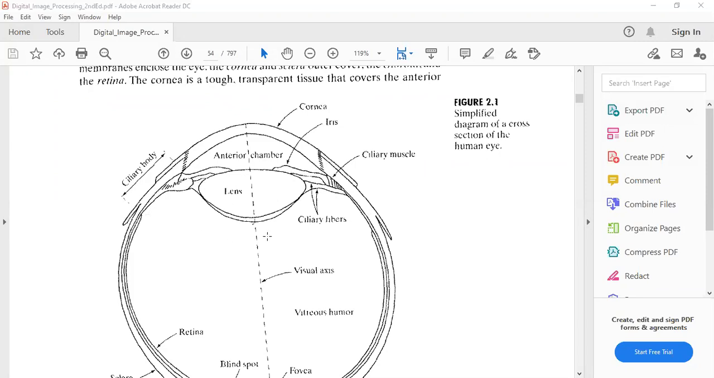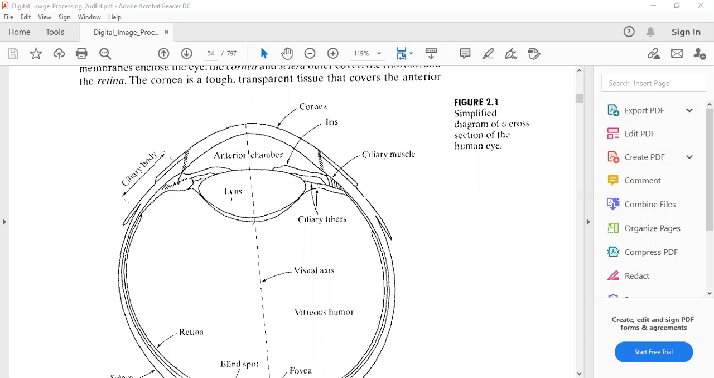Then we have the lens. What is the lens? The lens is made up of concentric layers of fibrous cells. Those cells are made up of fat. There are so many layers of lenses in our eye, not only a single lens, which are constructed one upon the other.